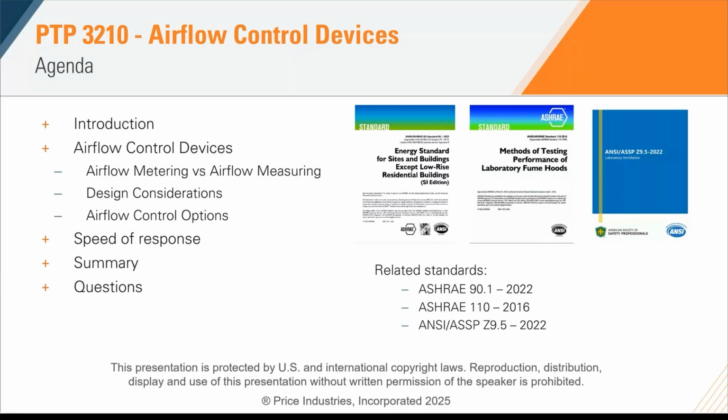The related standards being covered in today's presentation include ASHRAE 90.1, which covers energy standards for sites and buildings, ASHRAE 110, which is methods of testing performance of laboratory fume hoods, and then ANSI or ASSP Z9.5, which covers laboratory ventilation.